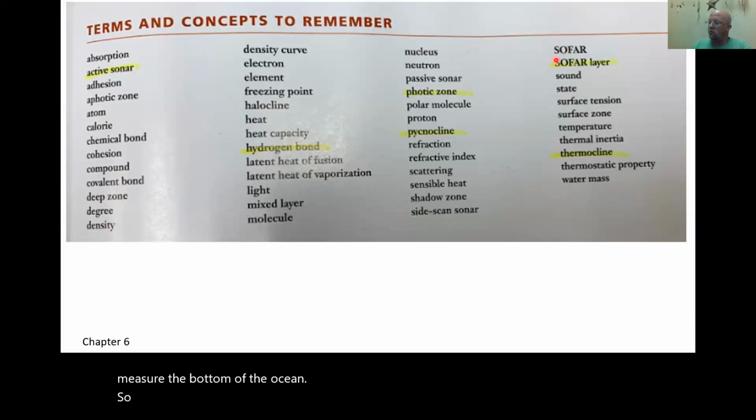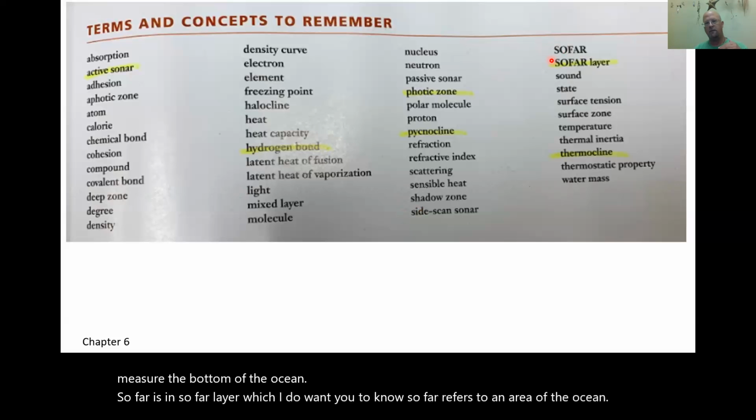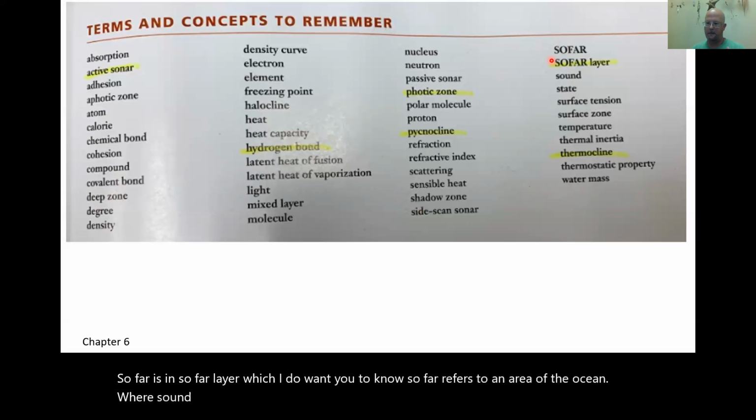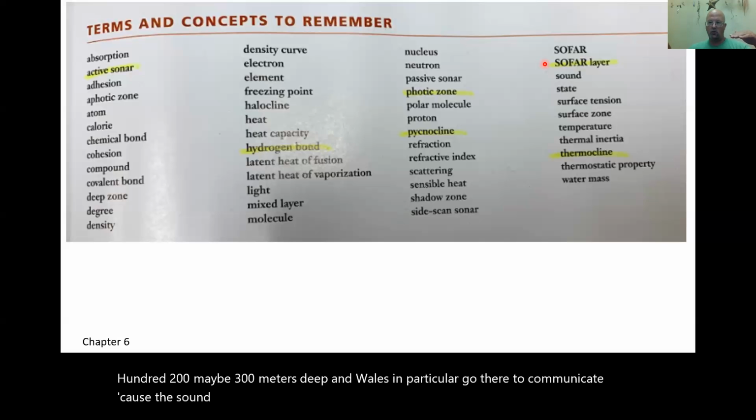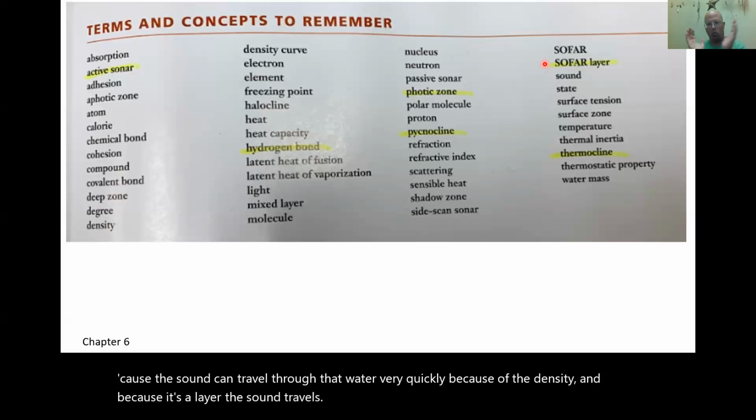SOFAR, as in SOFAR layer, is something I do want you to know. SOFAR refers to an area of the ocean where sound travels very quickly. And the SOFAR layer is a part of the ocean, depending on where you are, usually 100, 200, maybe 300 meters deep. And whales in particular go there to communicate because the sound can travel through that water very quickly because of the density. And because it's a layer, the sound travels in a more compressed area.